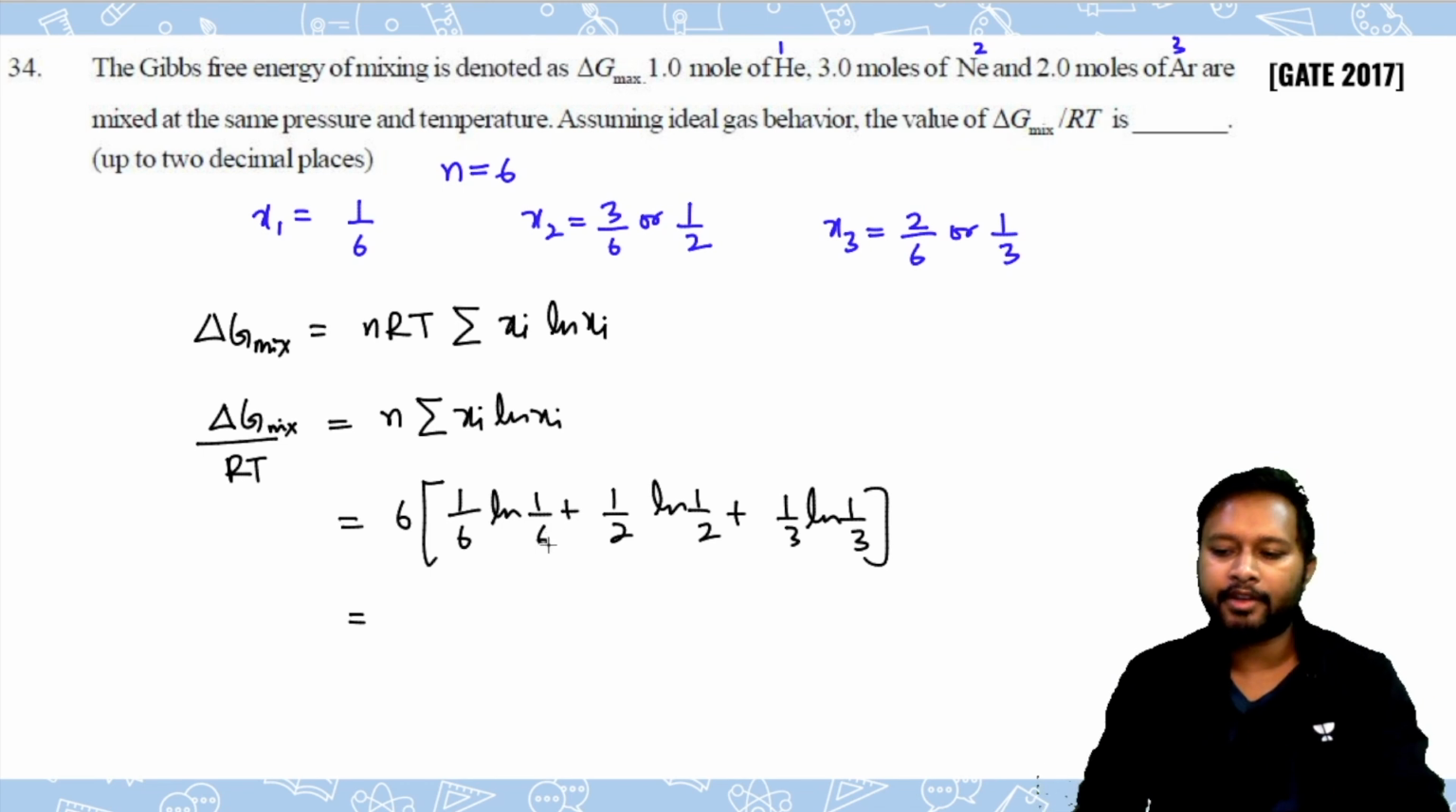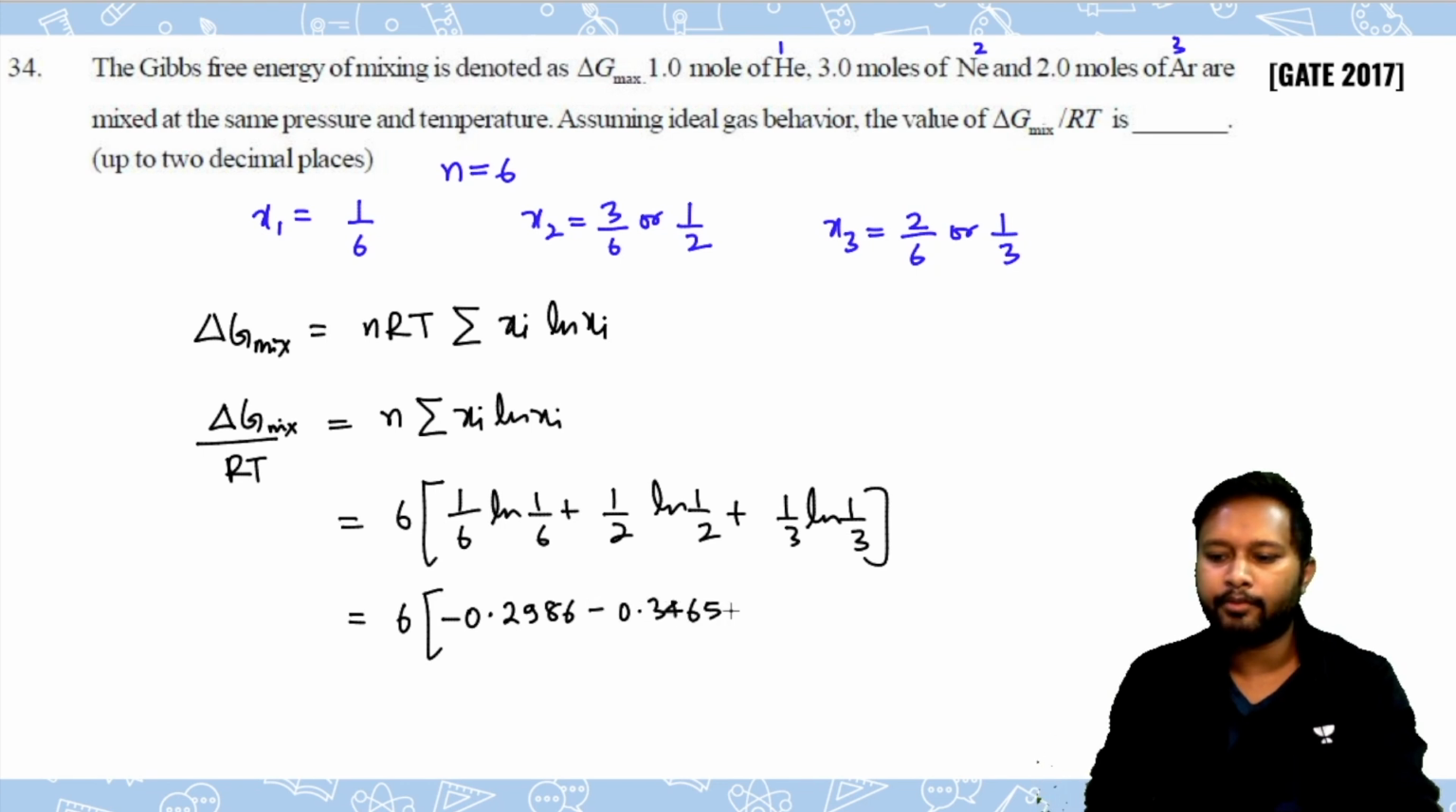So on solving everything, you are going to get 6, and its value will be minus 0.2986 minus 0.3465 minus 0.3662. Just match your values here.